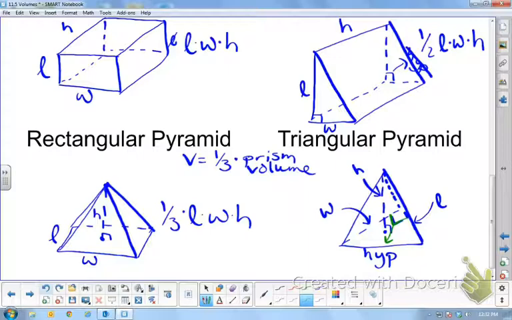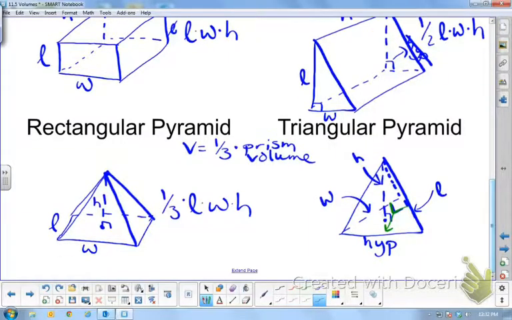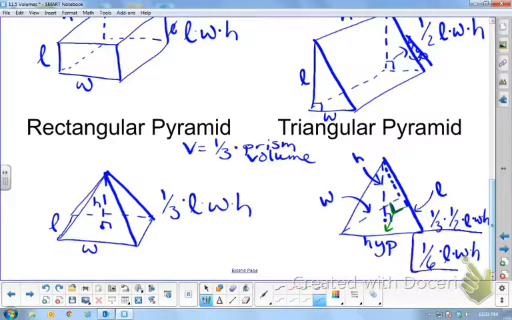So again, we said it would be 1/3 times the volume of the prism. So 1/3 times 1/2 times length times width times height. Well, we don't want to work with two fractions every time, so we're going to simplify it. So the volume for a triangular pyramid comes out to be 1/6 times length times width times height.